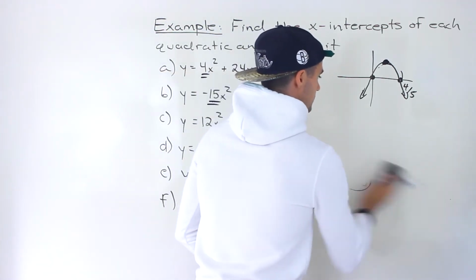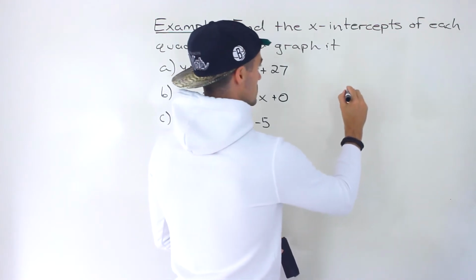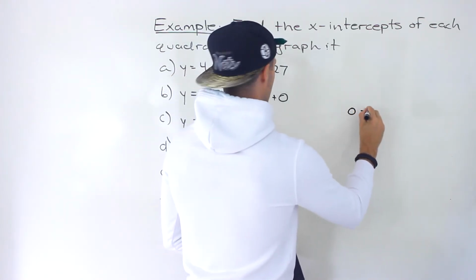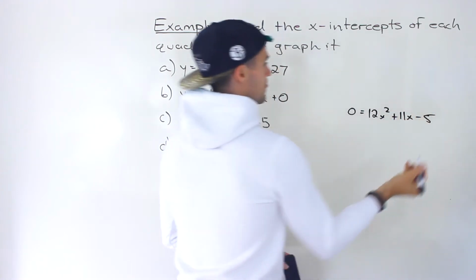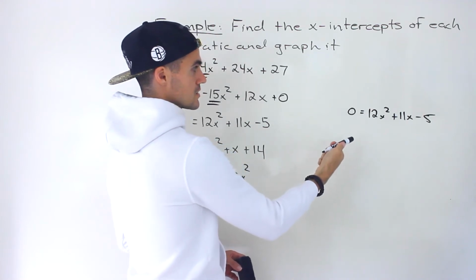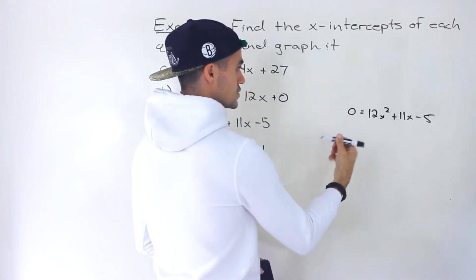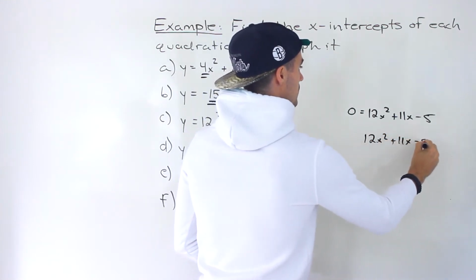Now, part C, we'll have y equals, so let's again find the x-intercepts by solving this quadratic equation. So here, we can't take anything out initially from the quadratic. Let's see if we could factor it with decomposition.